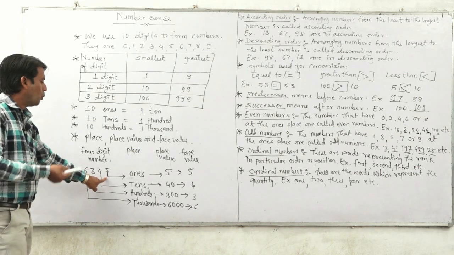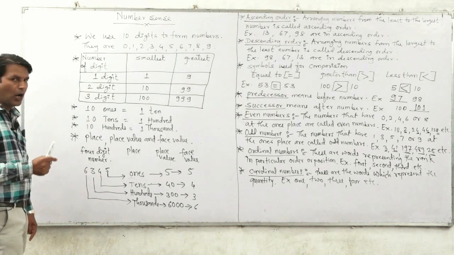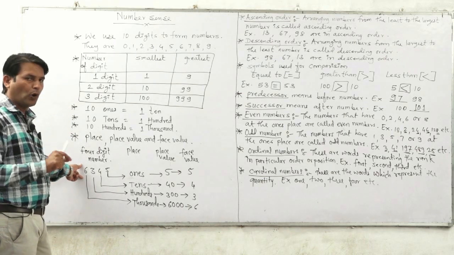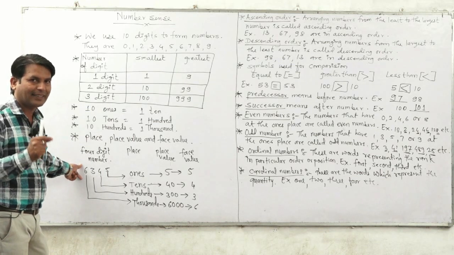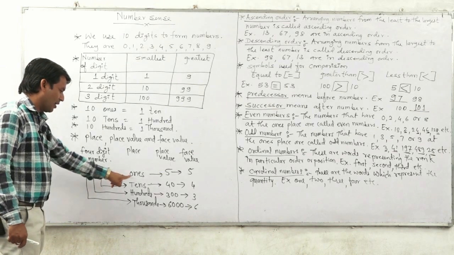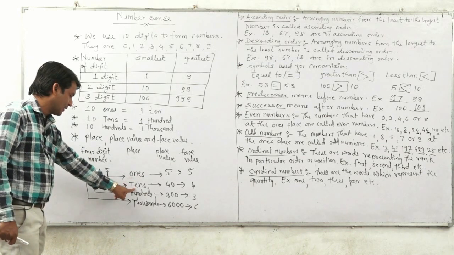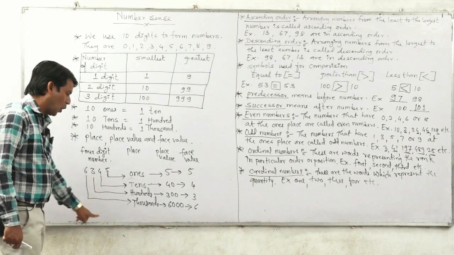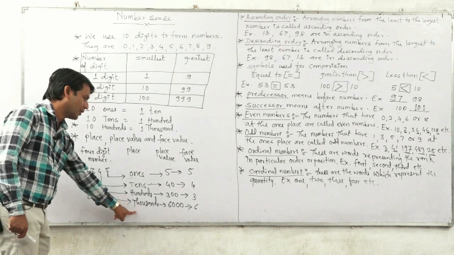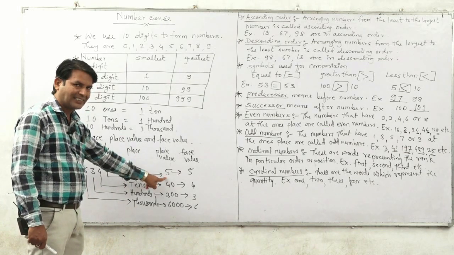So we have to find out the place of each digit in the given number. What is the place value of each digit, and what is the face value of each digit? The place of 5 is ones. The place of 4 is tens. The place of 3 is hundreds. And the place of 6 is thousands.